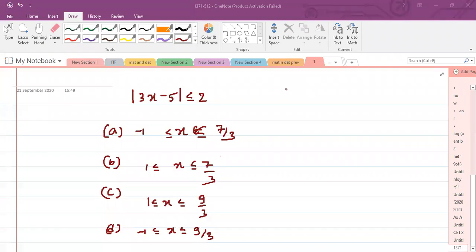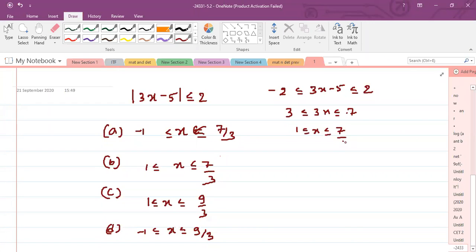Yes, it is B. For the modulus condition, we have minus 2 less than or equal to 3x minus 5 less than or equal to 2. Therefore, by adding 5, 5 minus 2 will be 3 less than or equal to 3x less than or equal to 7. Therefore, it is 1 less than or equal to x less than or equal to 7 by 3. Hence, it is option B.